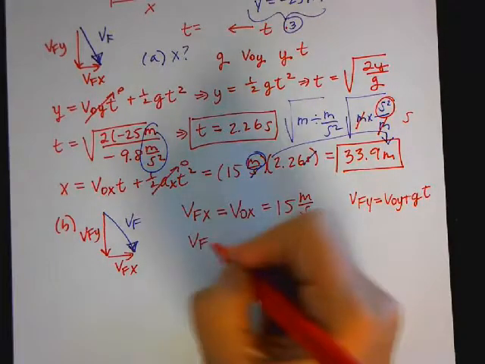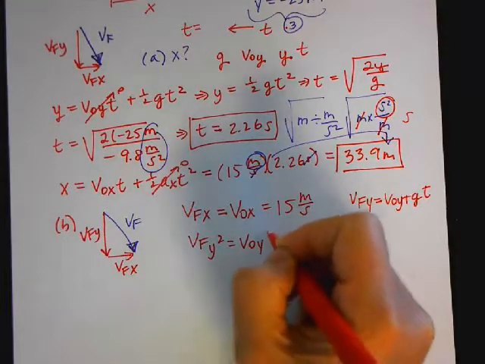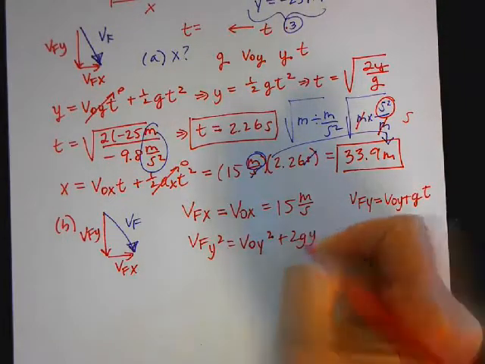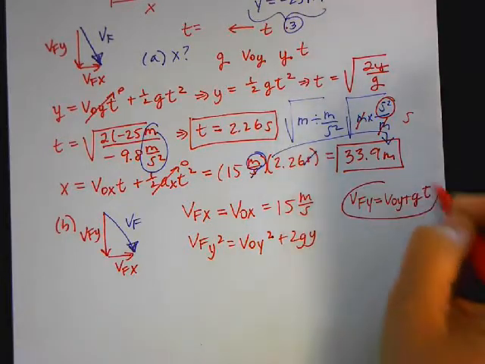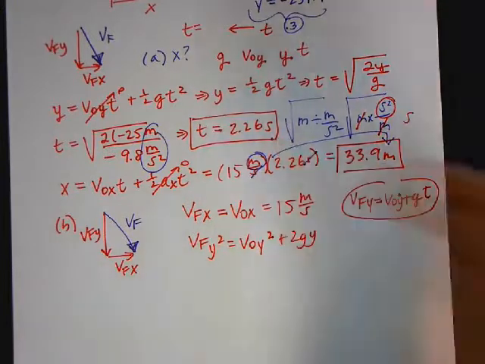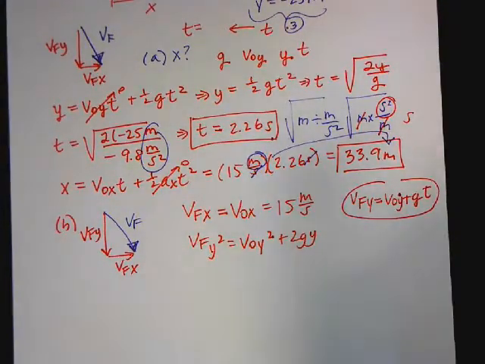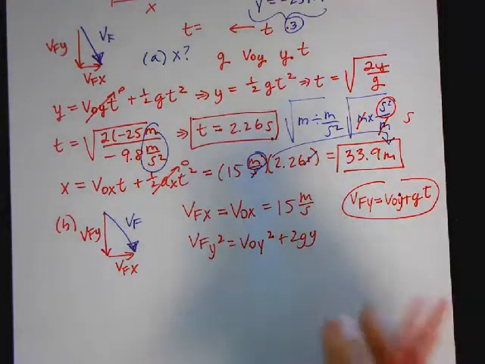or we can use the equation v_fy squared is equal to v naught y squared plus 2gy. The reason I'm not doing this is I'm using the answer here that I found here. Can I do that? Absolutely. But let's say I think, what if I got the time wrong? If you have time, you can do it two ways and check your work.